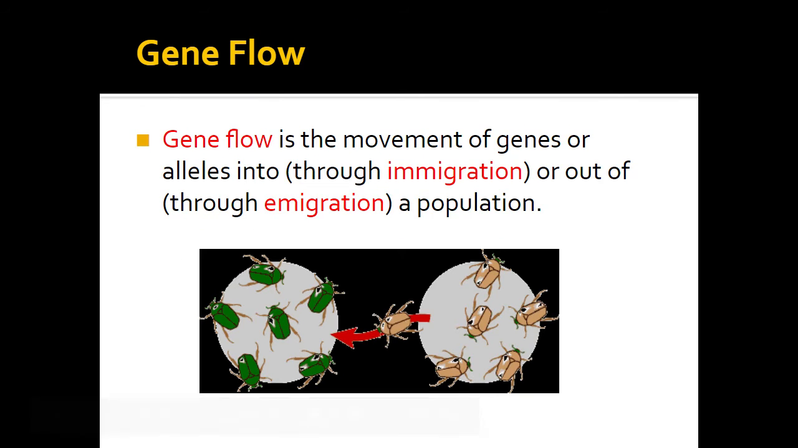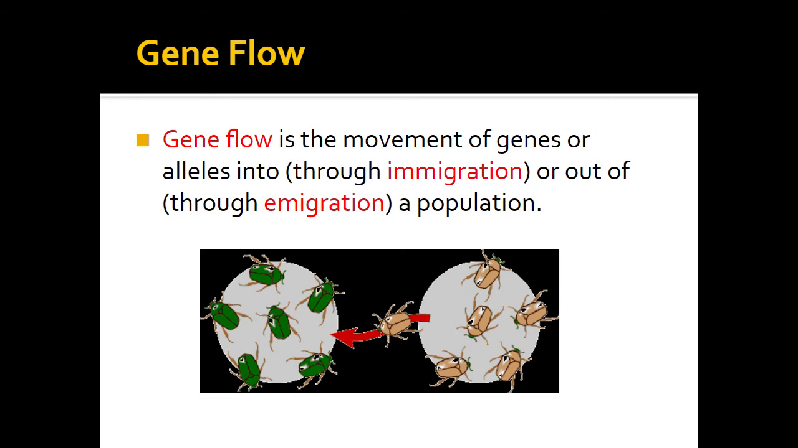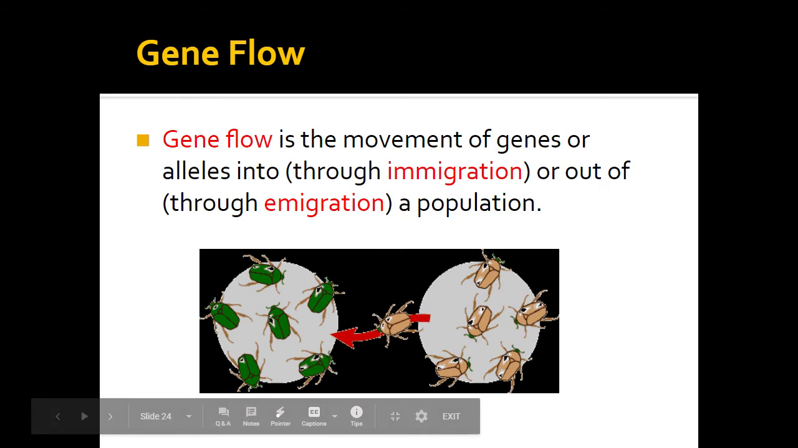So gene flow is just the movement of genes or alleles. Remember, alleles are versions of the gene into or out of a population. So in this picture, you have some green beetles over here. You have some brown beetles over here. But one brown beetle is migrating over to the green population, and that just means that's going to introduce that brown allele to that population and might eventually change the genetics of that population.